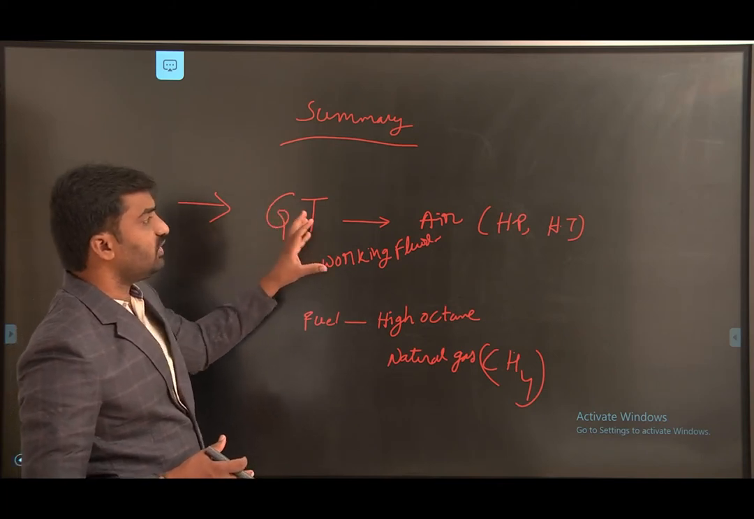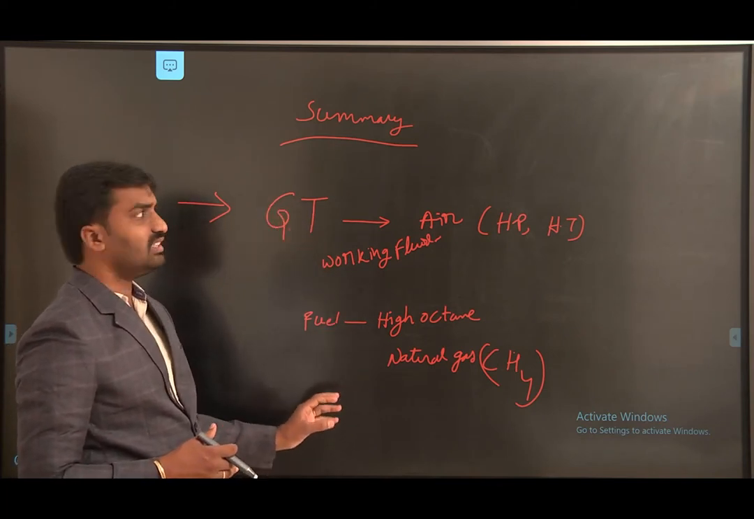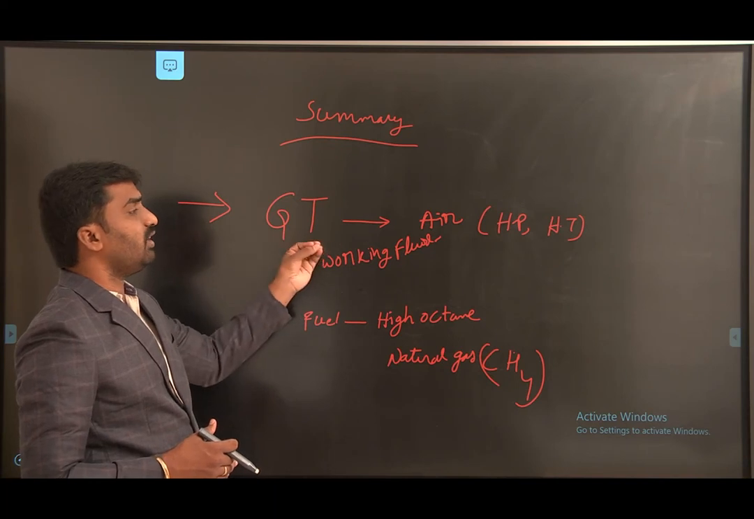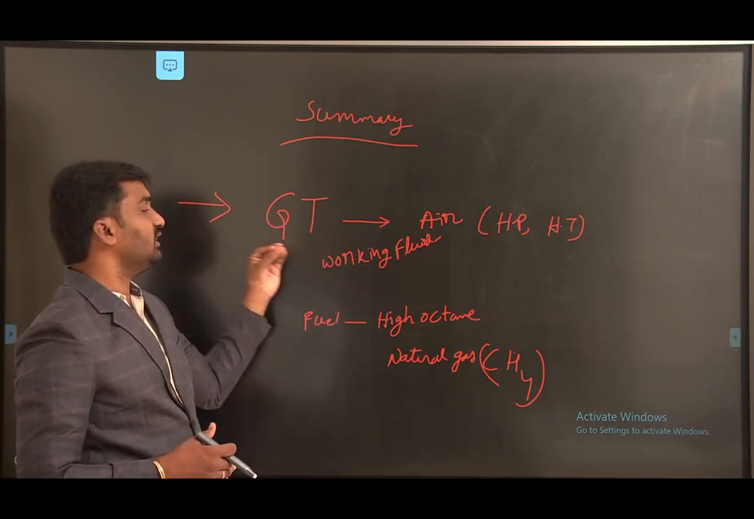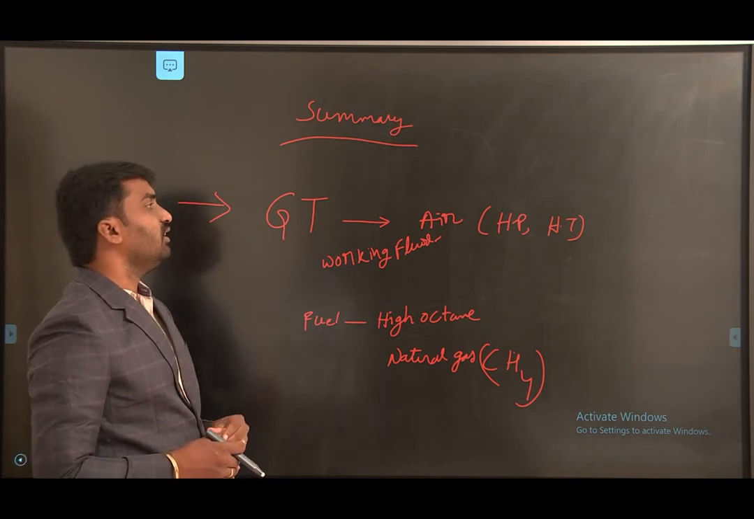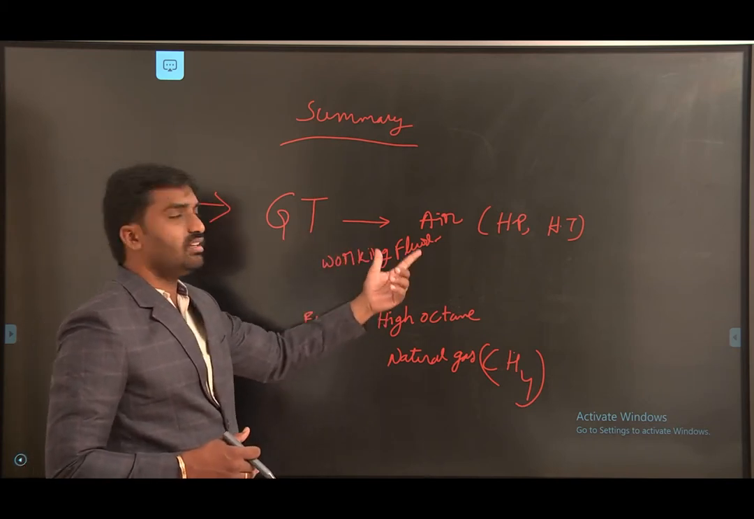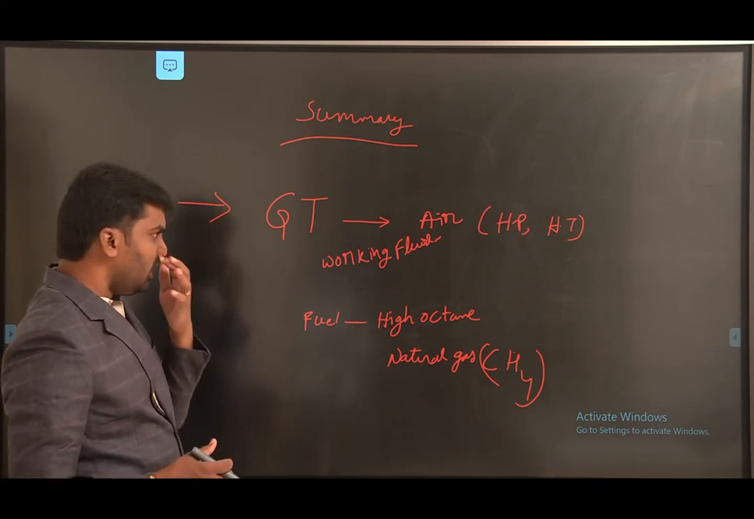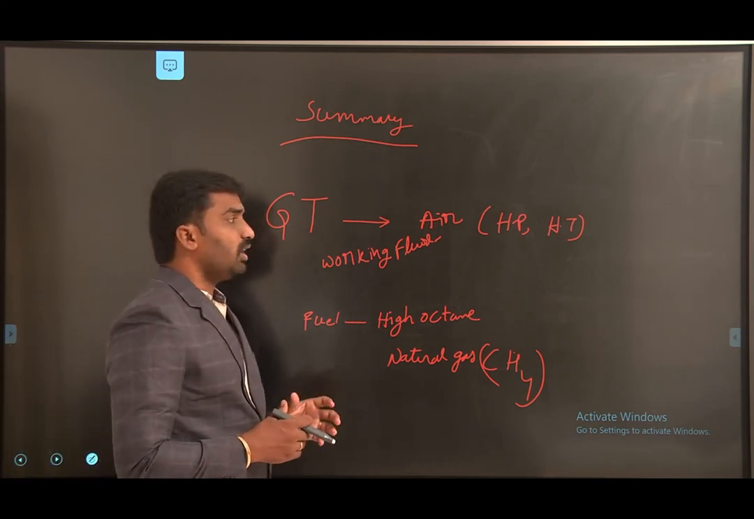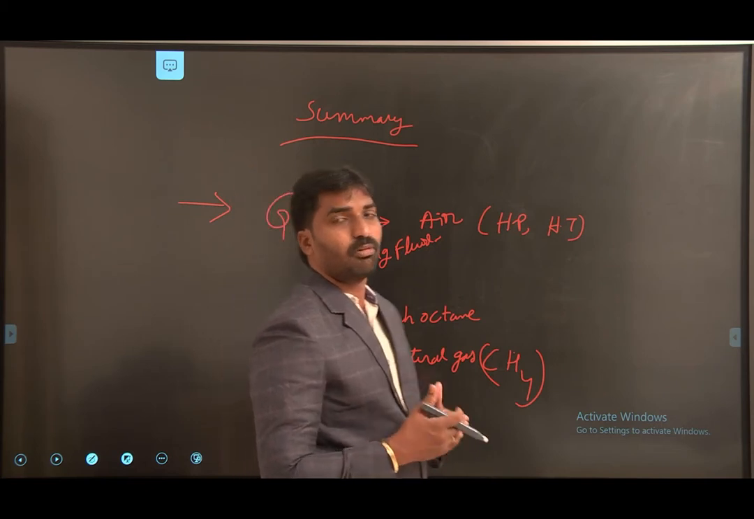The difference between the steam power plant and the gas turbine power plant is very clear. In the steam power plant we use steam as the working fluid at high pressure and high temperature. In a gas turbine power plant we use air as the working fluid at high pressure and high temperature. And what is the working principle of a gas turbine power plant?